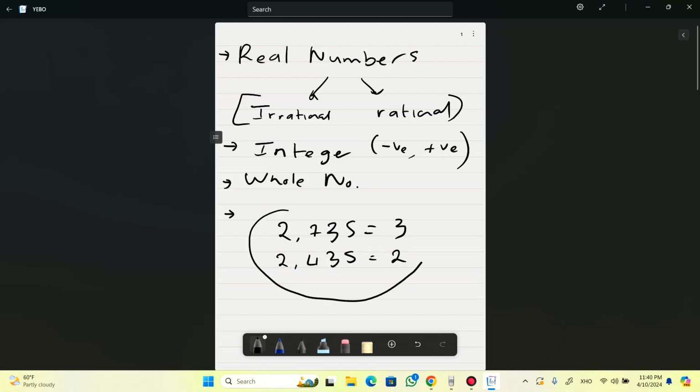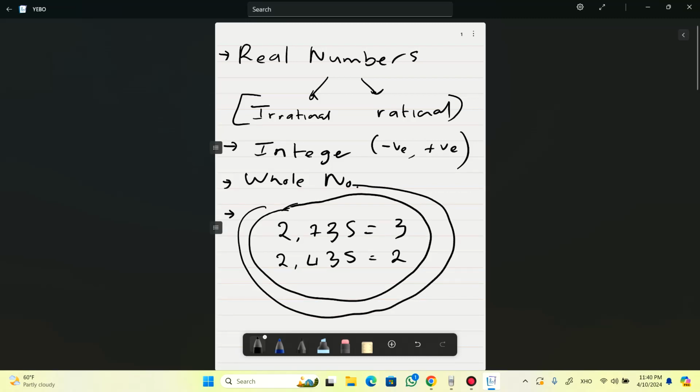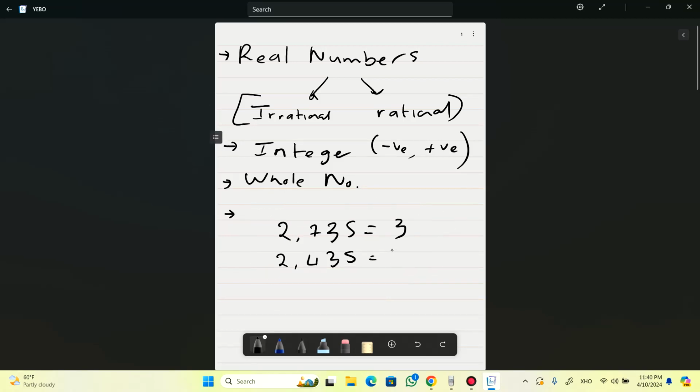So make sure that you understand this. It is very important for all the grades, right? Not just for grade 8s and 7s and 9s, but also grade 12. They might ask you this again. It might come in question 1 of paper 1. So make sure that you understand these number systems.